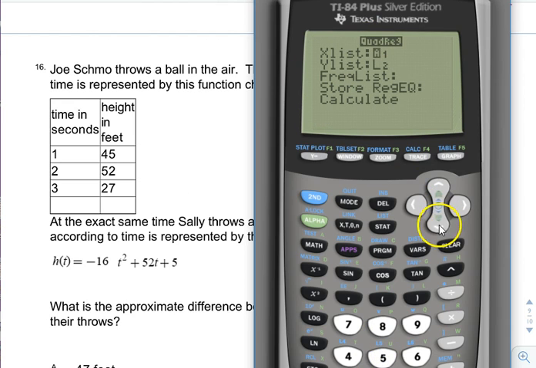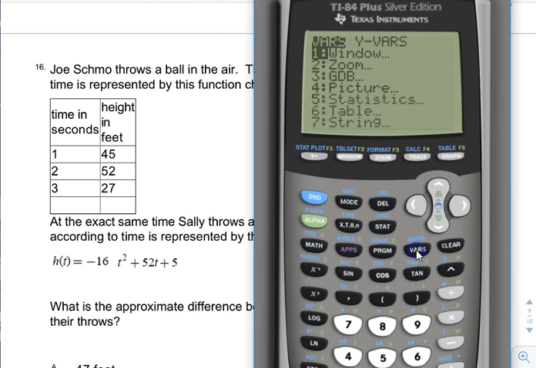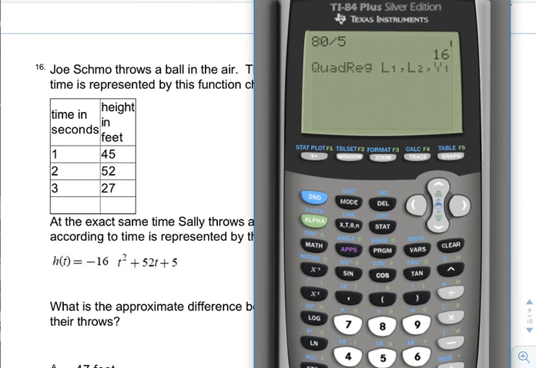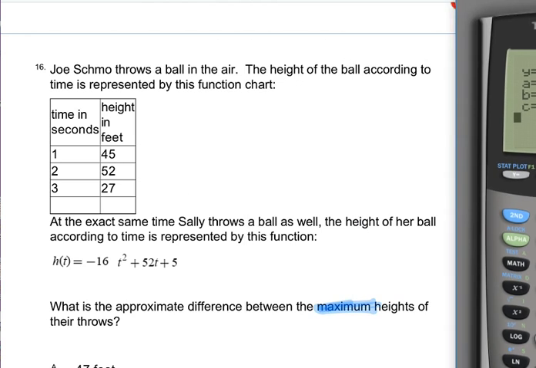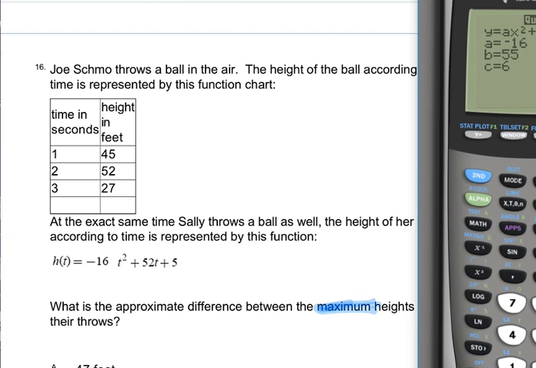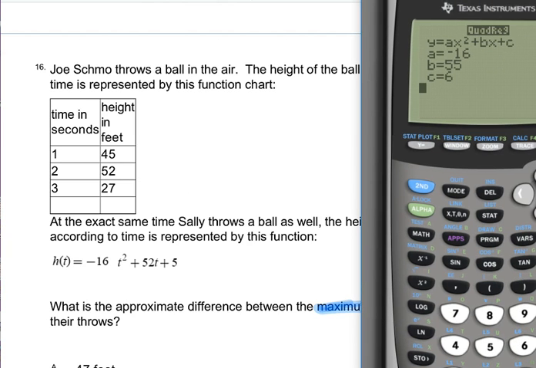Number 5. Here's the important part. This is where you tell the calculator to store the equation. Vars, y vars, and it stores it for you. You can also write down the equation. I suggest that you do. All right, so I got -16t squared plus 55t plus 6. They're using t in the problem, so it doesn't matter. This is this guy's function here.